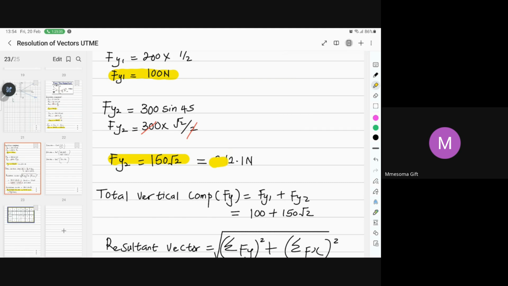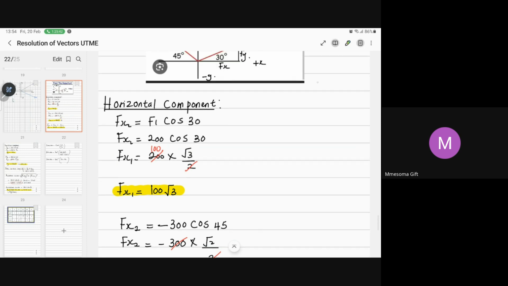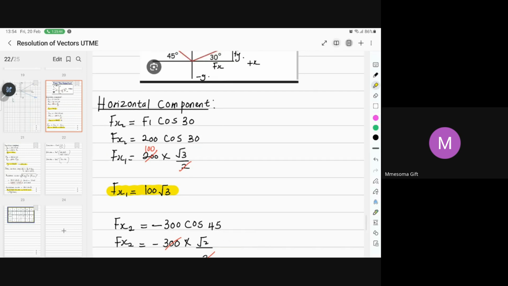Let's go back to our X values now. Give me the actual values. 100 root 3 is what? Is it 1,732.2? Isn't that too big? Sorry, 173.2. 173 point what? 173.2, right? Yes. The value shocked me.